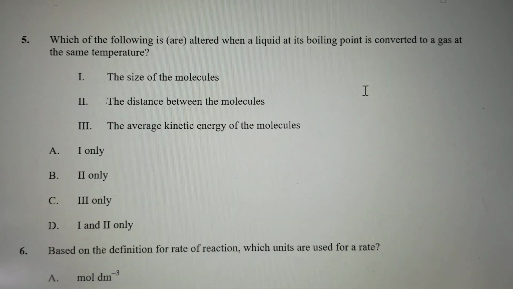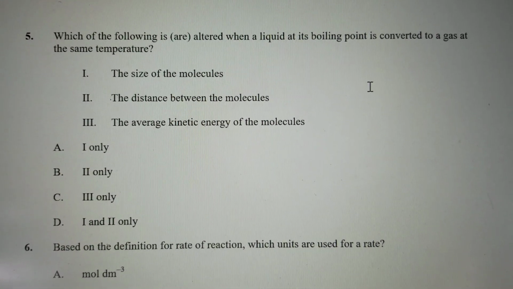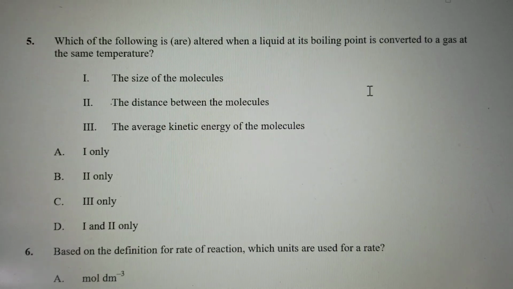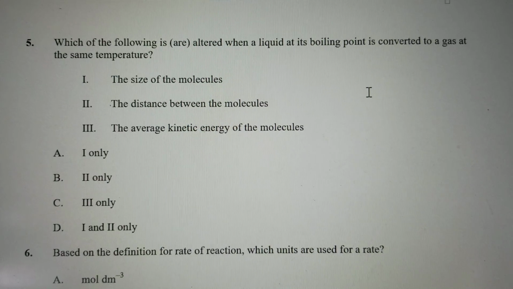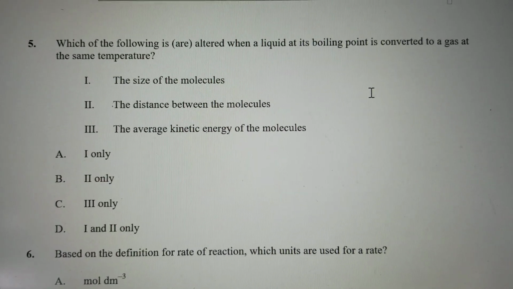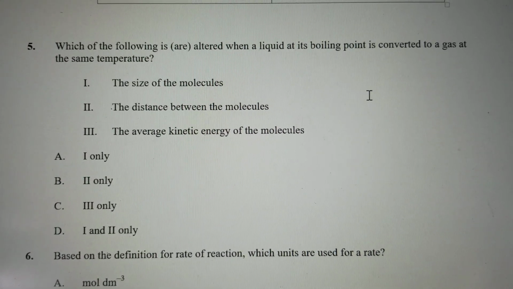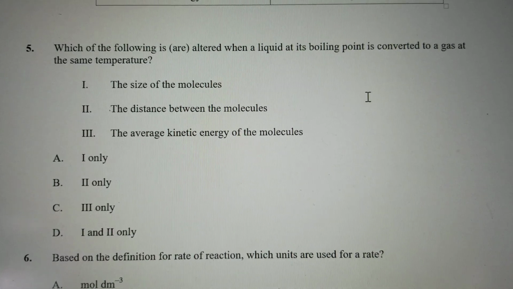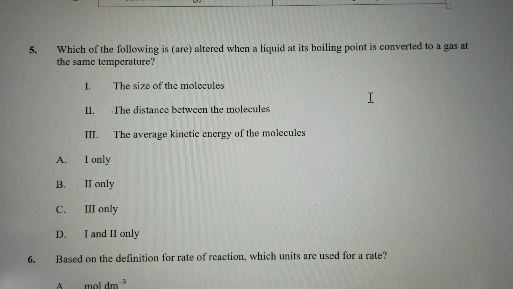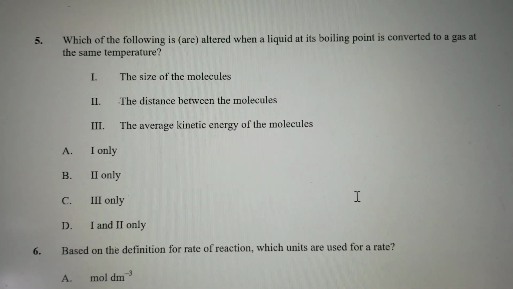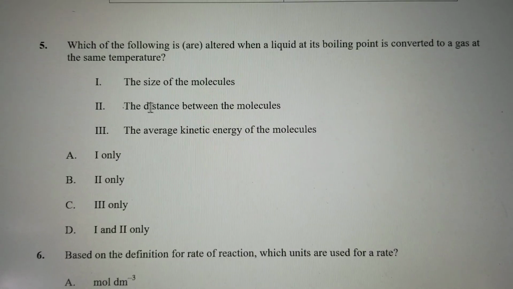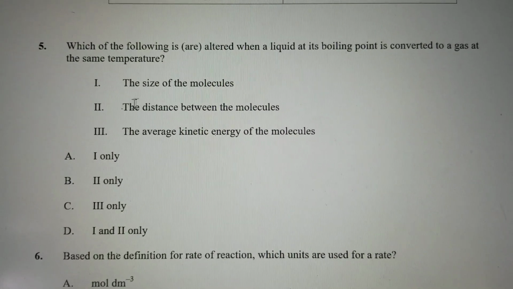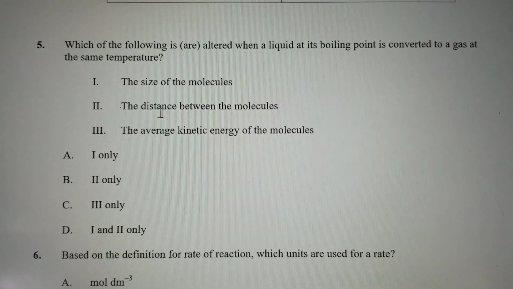Number 5 asks which of the following is or are altered when a liquid at its boiling point is converted to a gas at the same temperature. Well, you have to think that when a substance is going from solid to liquid to gas, what is happening to the particles? They are not changing in size. The size is the same. But as they go from solid to liquid to gas, they do separate farther.